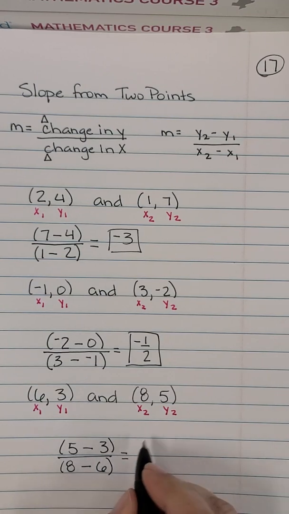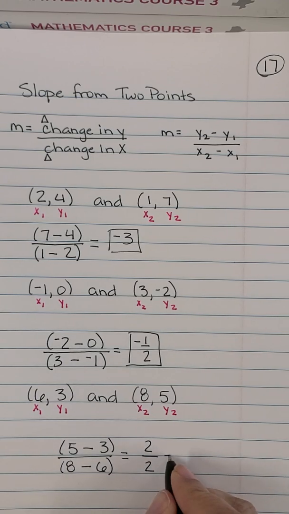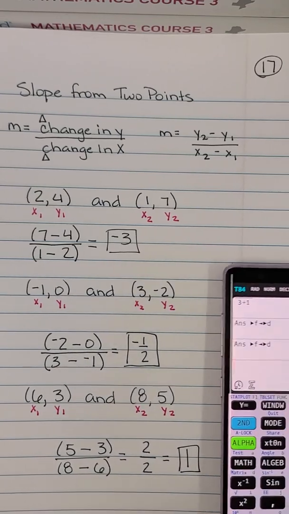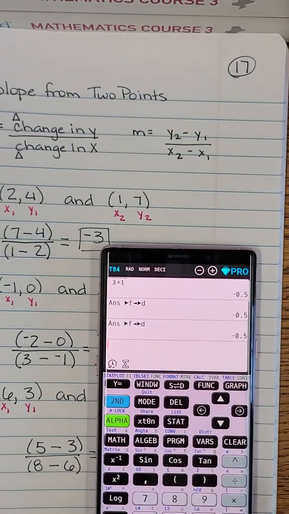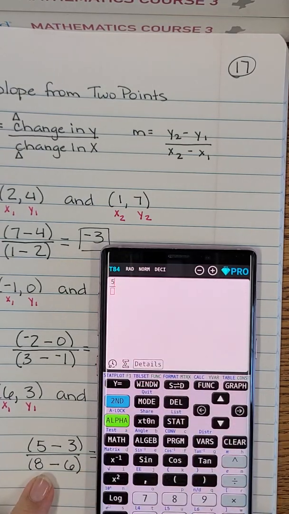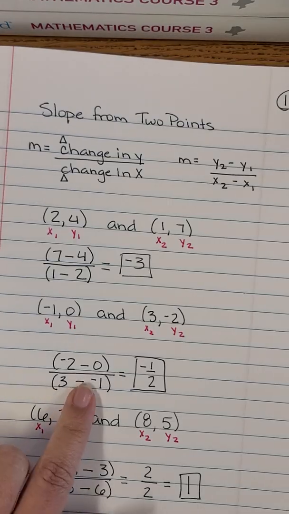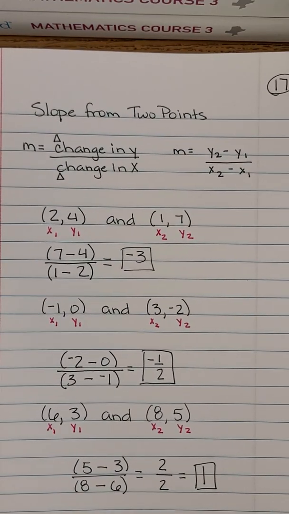Now remember, you can always do these without your calculator too. You could say to yourself 5 minus 3 is 2, 8 minus 6 is 2, and 2 over 2 is equal to 1 whole. Or you could do that and then check it in your calculator just to make sure you have an accurate answer. So if I wanted to check it in my calculator, I can do 5 minus 3 over 8 minus 6, and I get 1 whole. Okay, so not a bad idea to use your calculator to check, especially on some of these where you have some integer things. All right, so that's all there is for slope from 2 points.